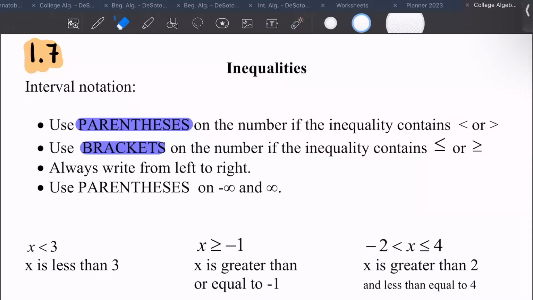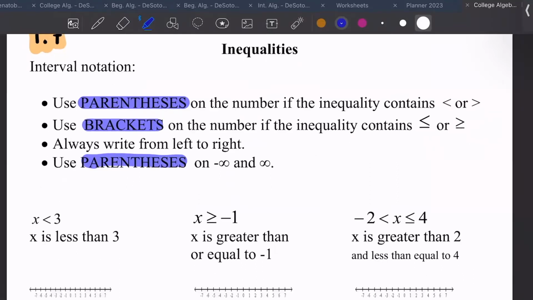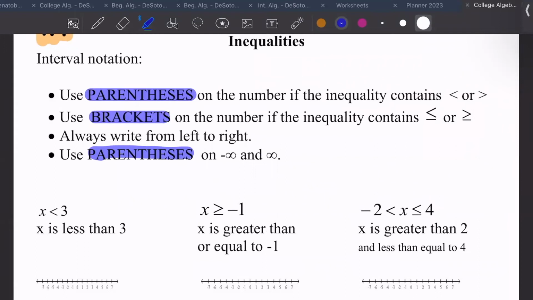We're always going to write from left to right, which seems to make sense because we read from left to right. That's how we read words. But sometimes with these, it's going to be a little more difficult for us to write from left to right. But that's the rule. Another rule is that we're always going to use parentheses on negative infinity and positive infinity. So parentheses on strict, parentheses on negative infinity and positive infinity, brackets on equal to's.